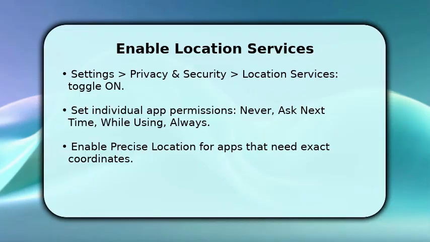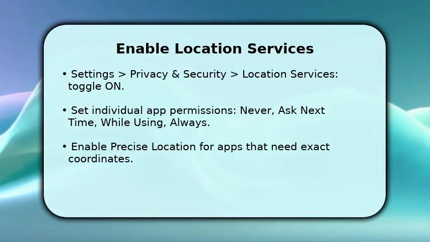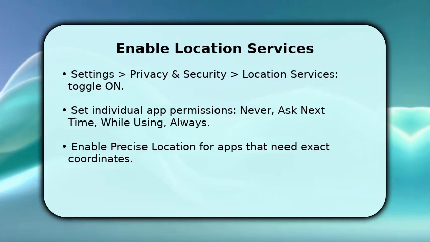You'll now enable system location and assign app permissions. Go to Settings, Privacy and Security, Location Services and toggle it on. This activates the GPS stack.